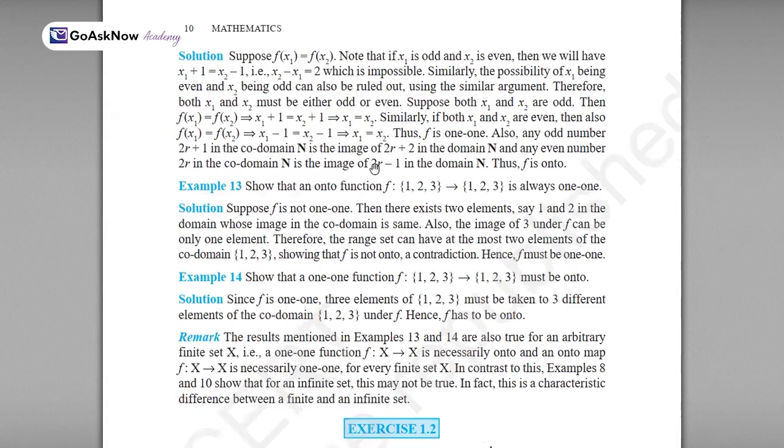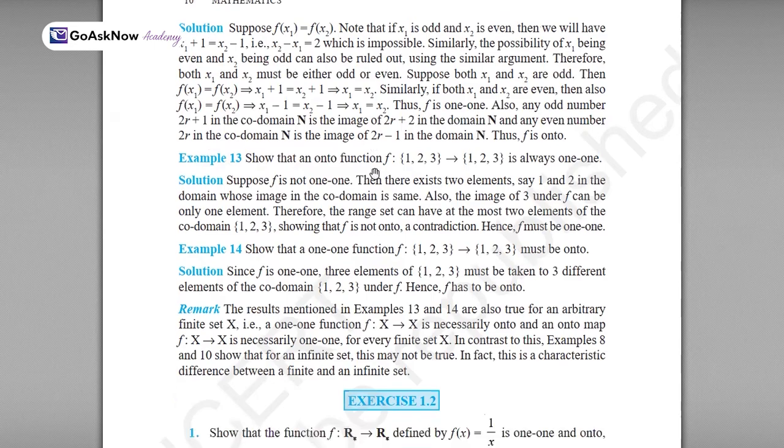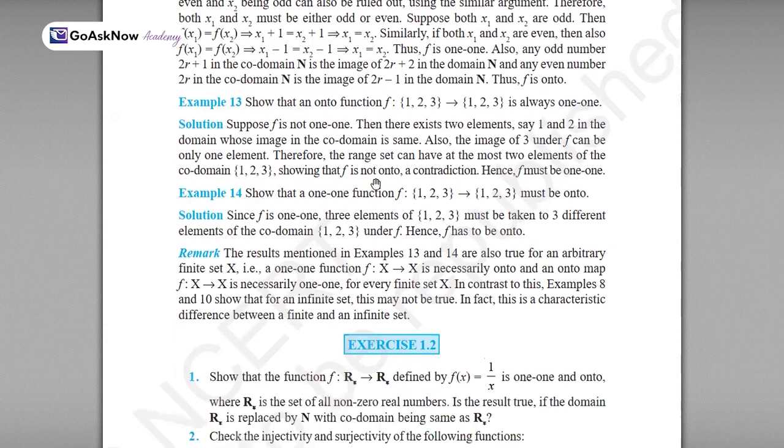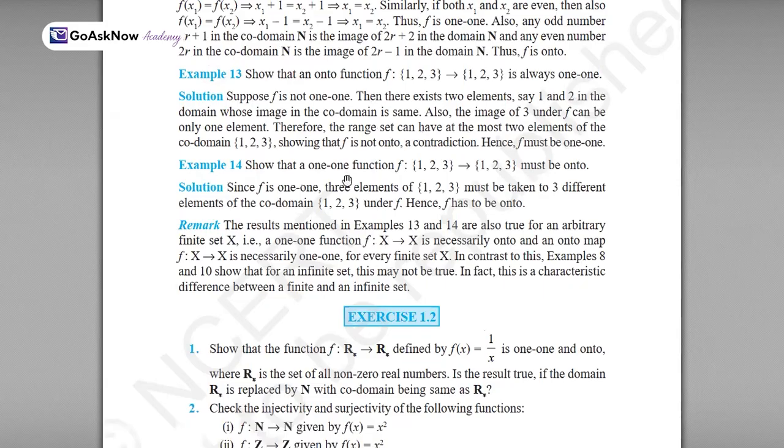Now some other examples are also given in your NCERT book. I will not cover all the questions. You can see these examples and solve them by yourself. If you have any doubt, you can ask me personally. If you want any live sessions, doubt sessions or private one-to-one sessions, you can ask, you can comment also.